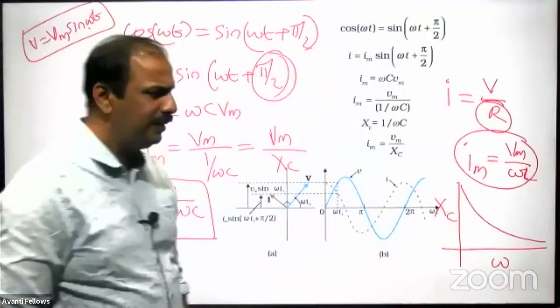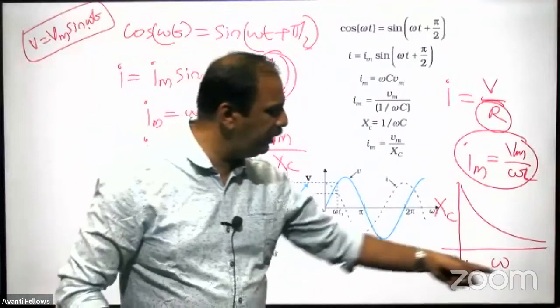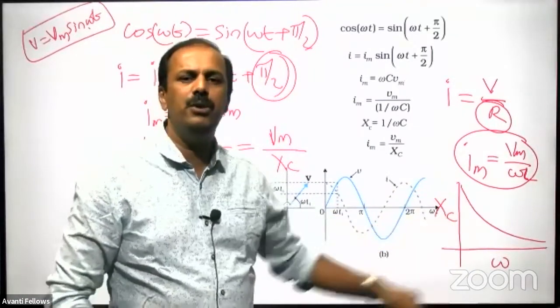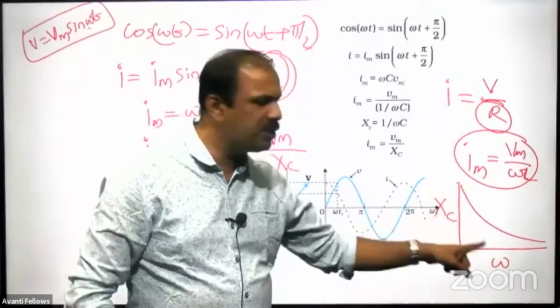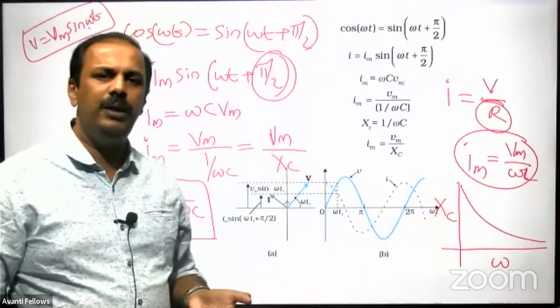We are getting a graph like this. The meaning of that is that when the frequency increases, the opposition reduces. Once more, when the frequency increases, the opposition reduces. So what is the meaning of that?